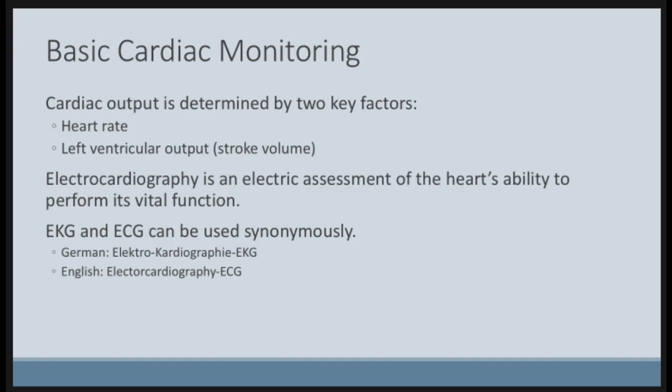So cardiac output is determined by two factors: your heart rate and your left ventricular output, or the stroke volume. And the stroke volume is the amount of blood ejected by the left ventricle in one contraction. So that's what they're looking at when they're looking at the cardiac monitoring. It can be the right side or the left side of the heart, but most commonly it's the left side that they're measuring that stroke volume.